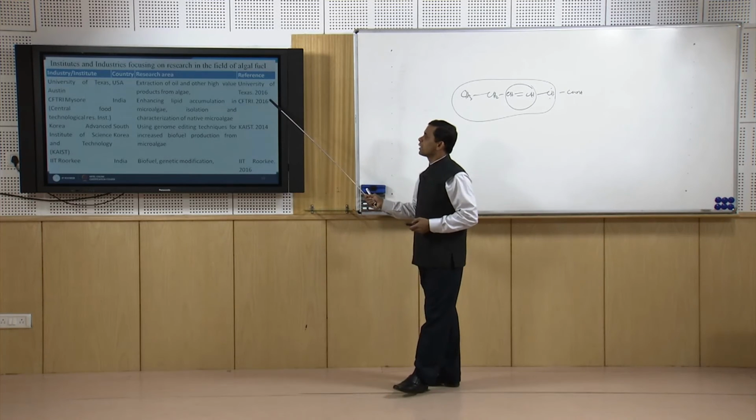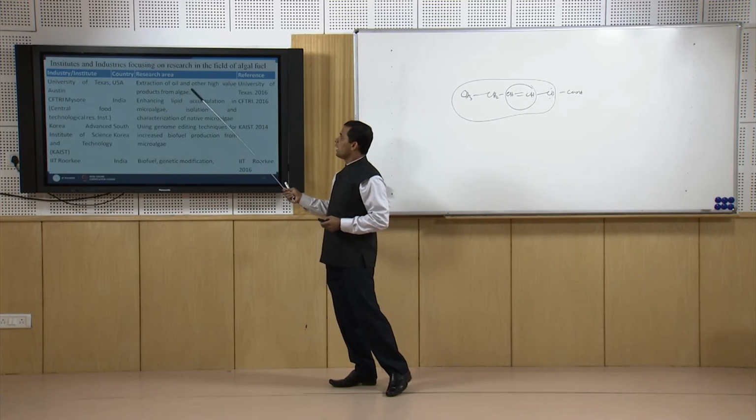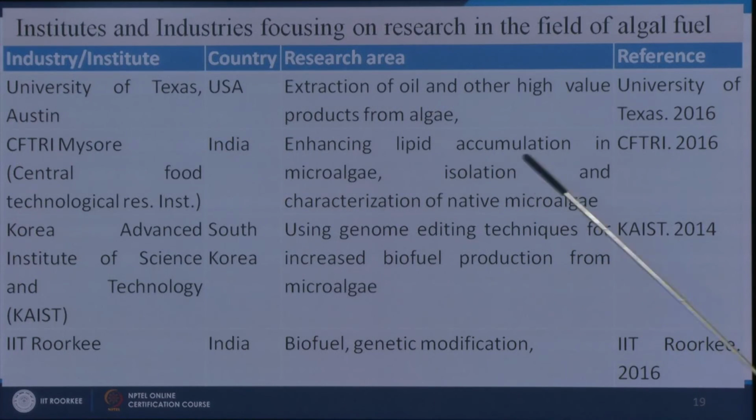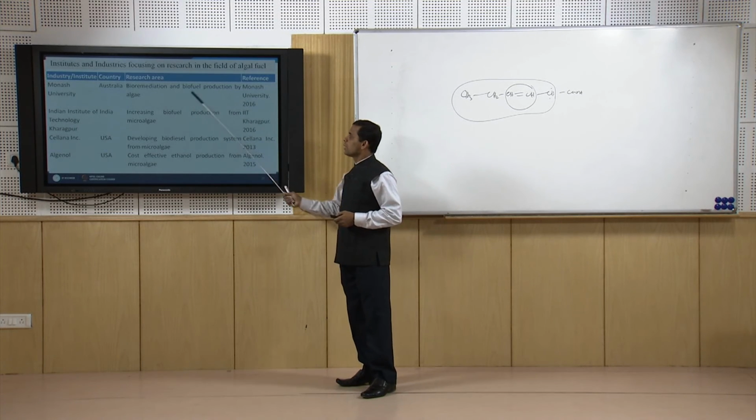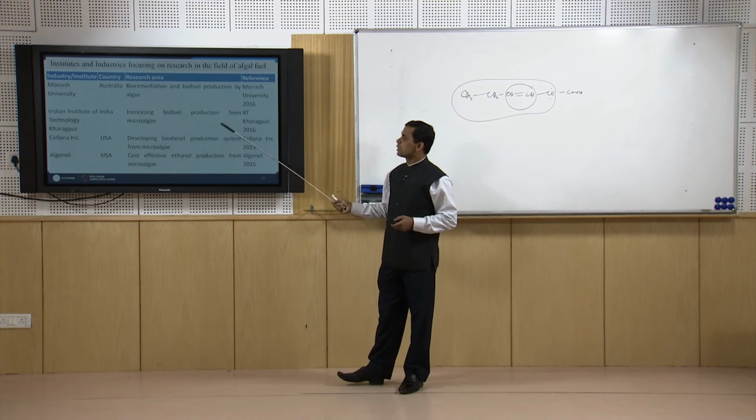Similarly, University of Texas, they are involved in extraction of oil and other high value products from algae. CFTRI, they are involved in enhancing lipid accumulation in microalgae, isolation and characterization of native microalgae. KIST, that is Korean Institute of Science and Technology, Korea, they are using genome editing techniques for increased biofuel production from microalgae. And IIT Roorkee are developing biofuel and genetic modification of the microalgae. Monash University is involved in bioremediation and biofuel production by algae. IIT Kharagpur, increasing biofuel production from microalgae.